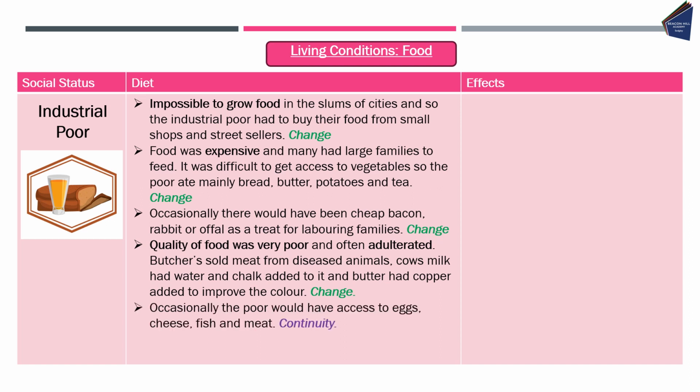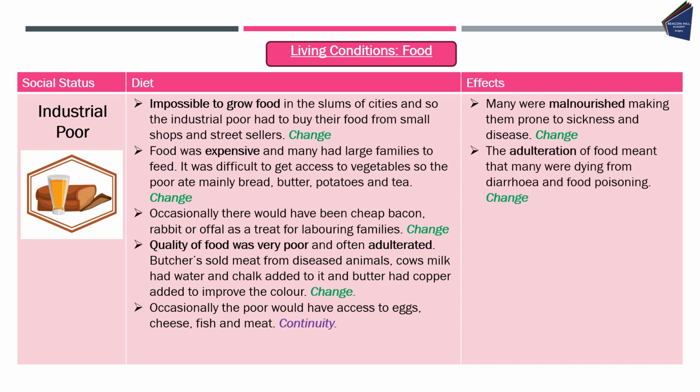Occasionally the poor would have had access to eggs, cheese, fish and meat. That is continuity from early modern Britain, but just a reminder that this is very occasional. In terms of effects, many of the industrial poor are malnourished, so they are not having enough nutrients, enough calories throughout the day, making them extremely thin, and this makes them more prone to sickness and disease. The adulteration of food also means that many are dying from diarrhea and food poisoning, so they are getting ill as a result of the quality of food that they have to eat.